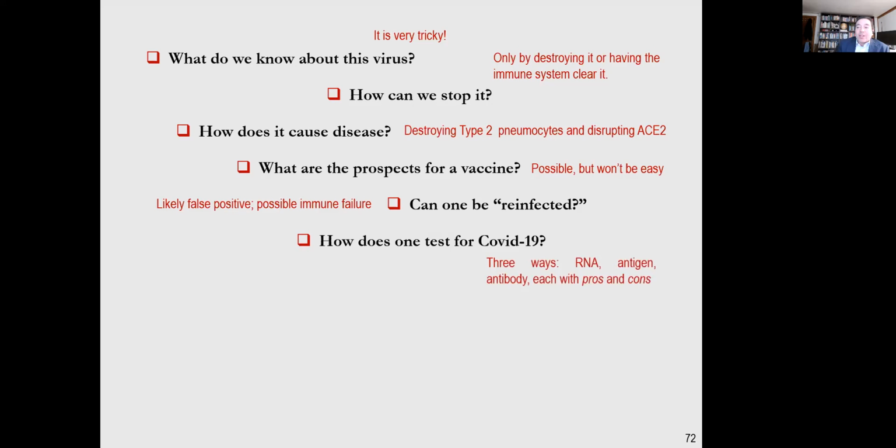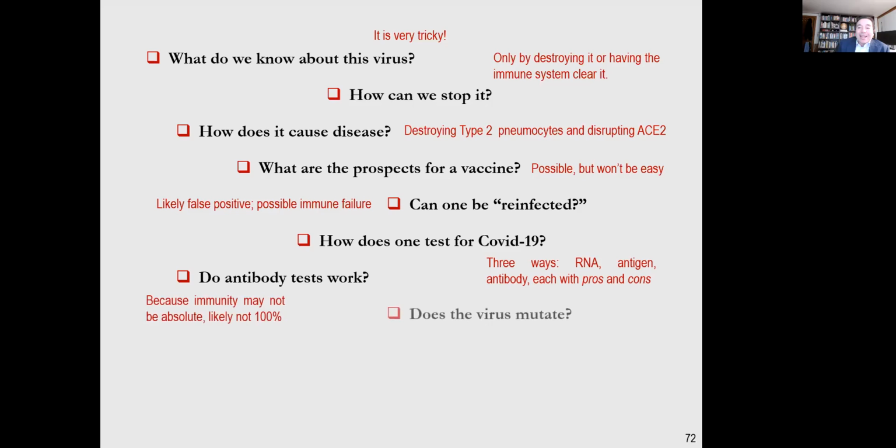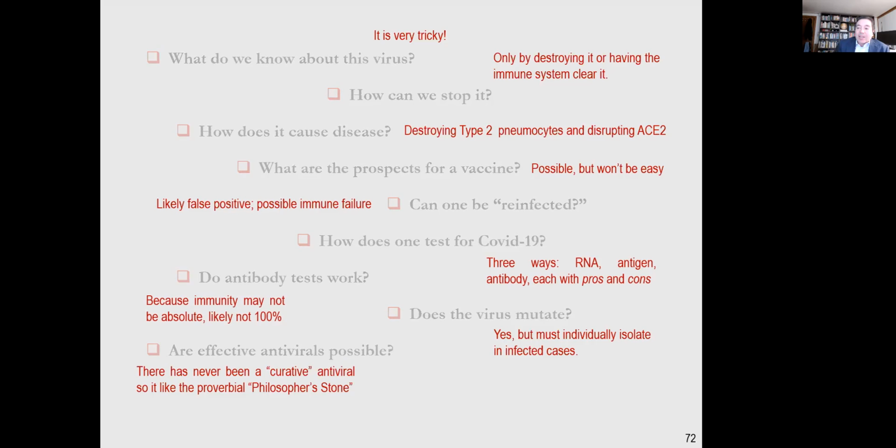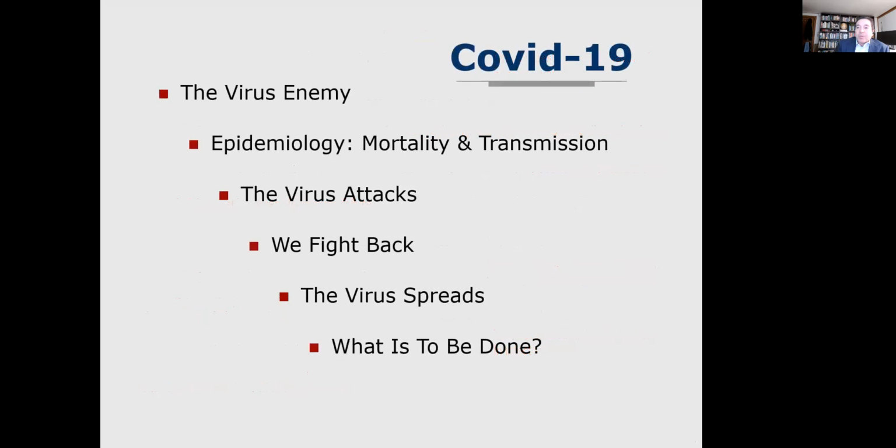How does one test for COVID-19? Three ways: RNA, antigen, antibody. Do antibody tests work? Immunity may not be absolute, so likely not 100%. Does the virus mutate? Yes. Are antivirals possible? There's never been a curative antiviral particle.